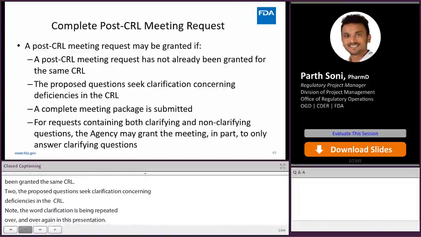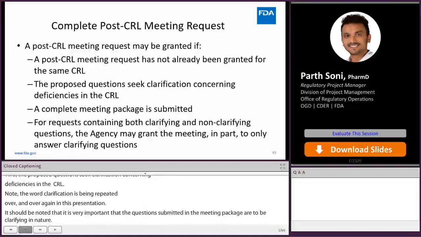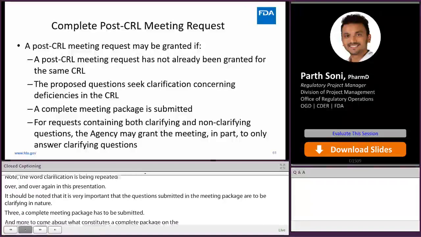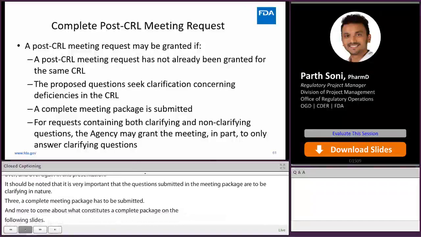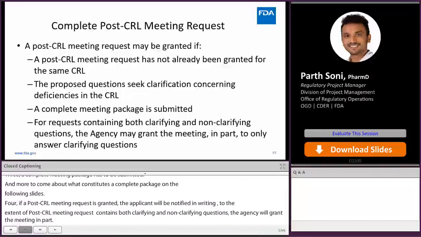3. A complete meeting package has to be submitted, and more to come about what constitutes a complete package on the following slides. 4. If a post-CRL meeting request is granted, the applicant will be notified in writing. To the extent a post-CRL meeting request contains both clarifying and non-clarifying questions, the agency will grant the meeting in part and will only answer the clarifying questions. If the agency grants a post-CRL meeting in part, it will notify the applicant in writing and identify the questions that are denied.